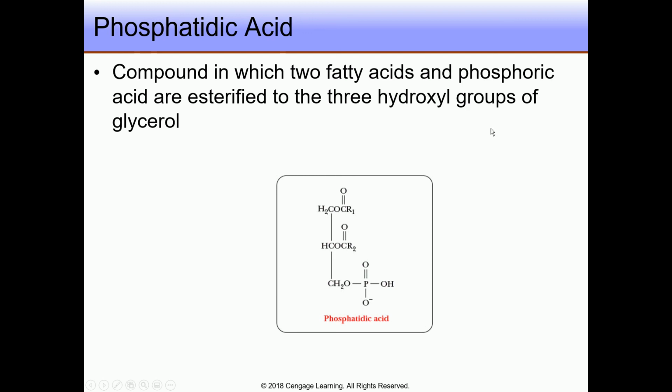So this is your glycerol. Here is the first fatty acid, this is the second fatty acid, and instead of the third fatty acid, the phosphoric acid is attached here. So these are phospholipids, and they are a very important category of lipids, because phospholipids are present in the plasma membrane, or the biological membranes, which we are going to discuss very soon.